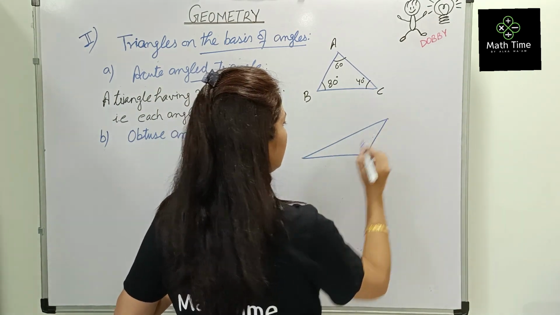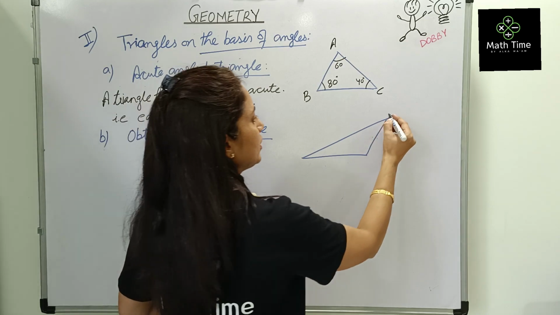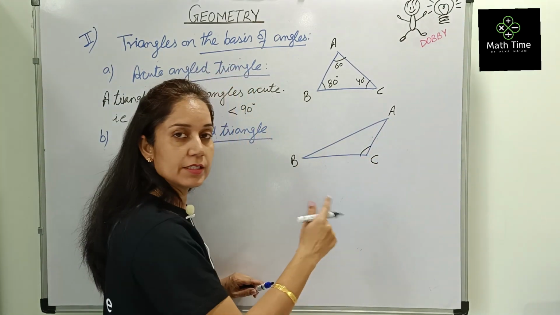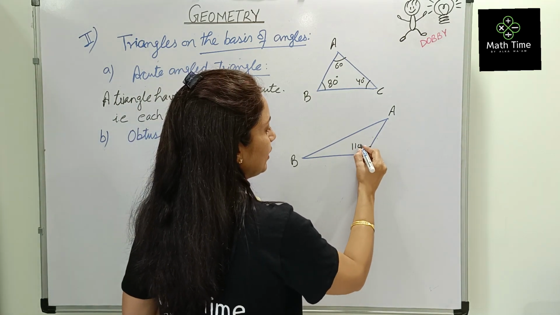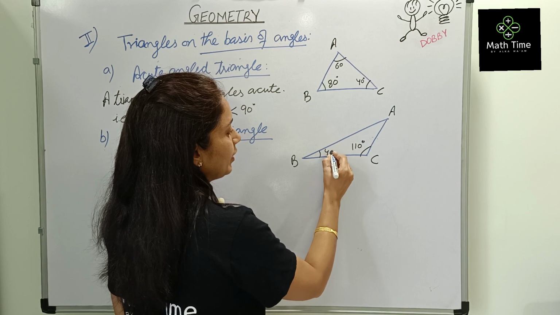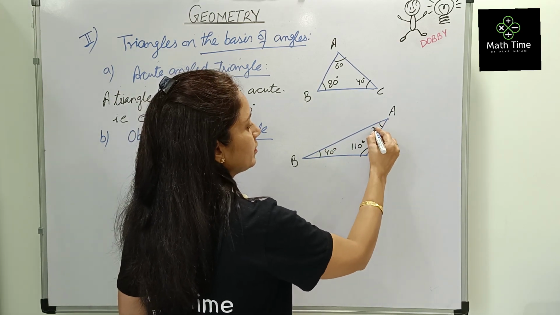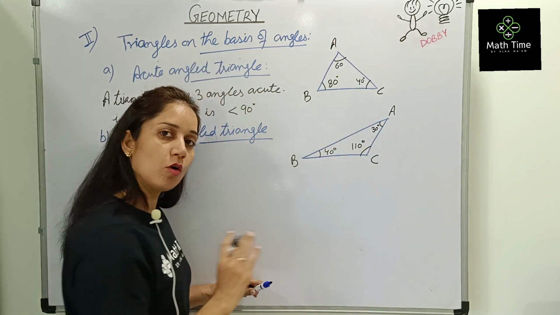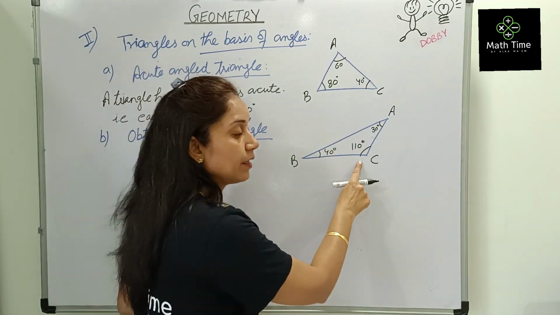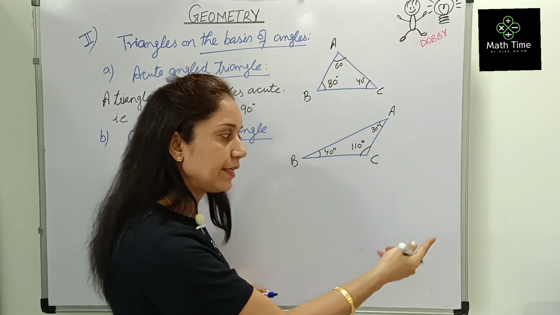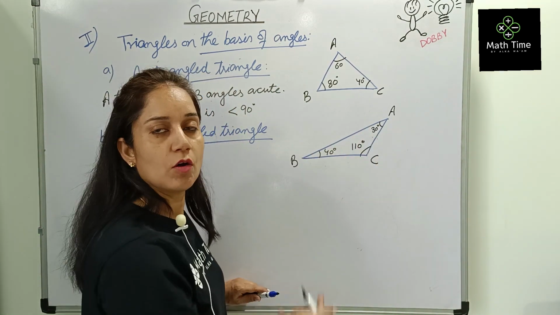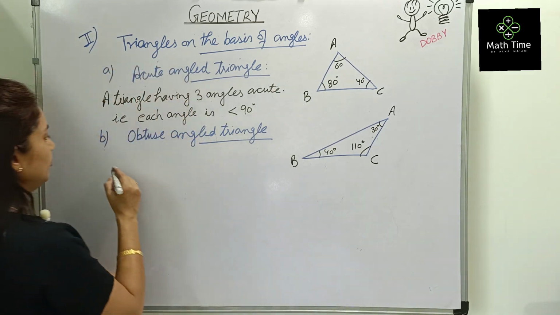This is one triangle. Let us name it ABC. Angle C, let us say it is 110 degree. Angle B, let us say it is 40 degree. And angle A is 30 degree. Here also all three angles are different, but the special thing is one angle is obtuse, more than 90 degree. So when one angle is an obtuse angle, that triangle is called an obtuse angle triangle.